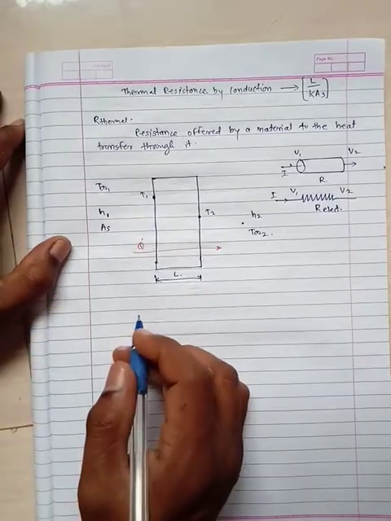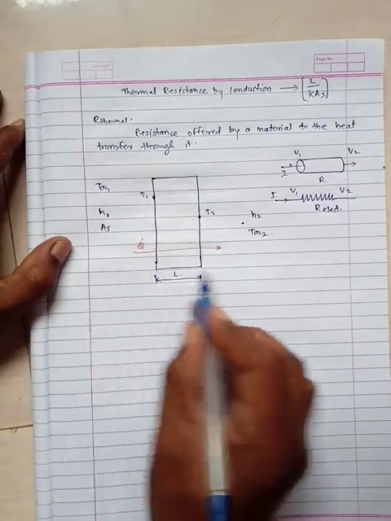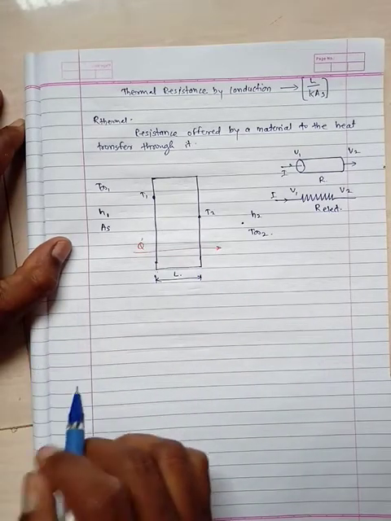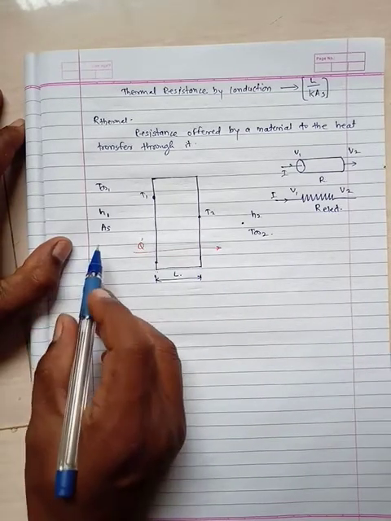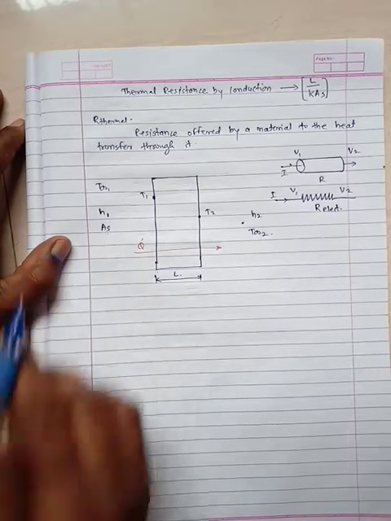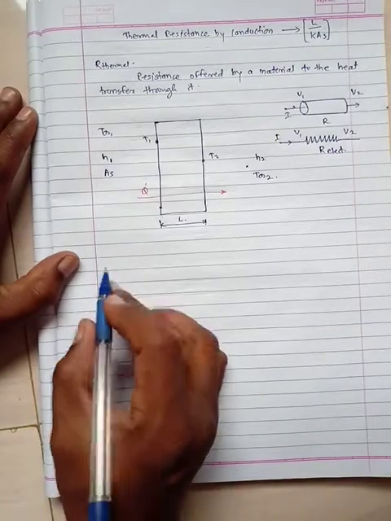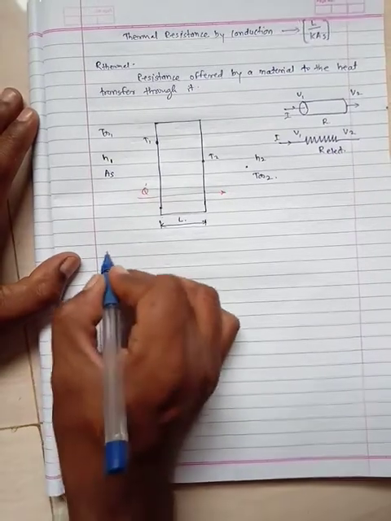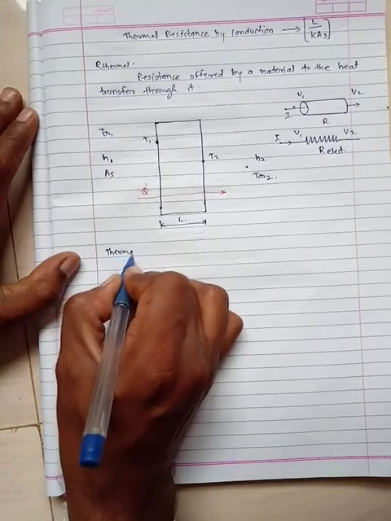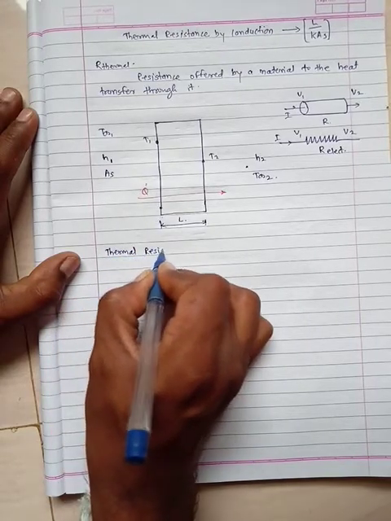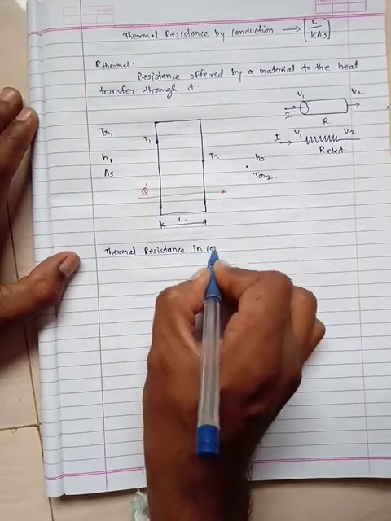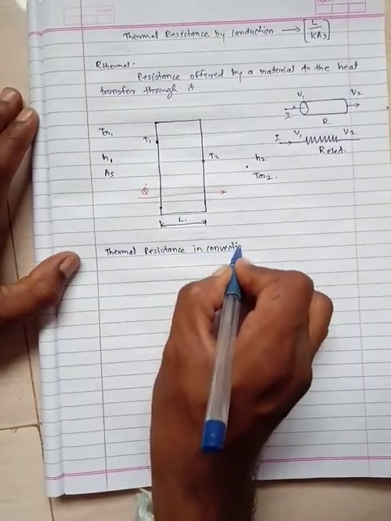Similarly, we will show the heat transfer through this plane wall. Before that, first we need to find out what is the thermal resistance in convection heat transfer. So in convection heat transfer, the thermal resistance in convection.